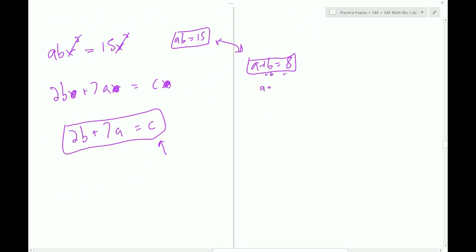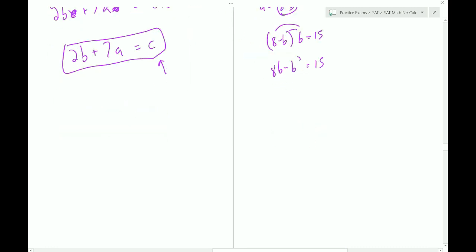So what I'll do here is I'll solve for a. So subtract b from both sides, I get 8 minus b. Then I grab this and plug it in for a. So I get 8 minus b times b equals 15. I distribute the b. I get 8b minus b squared equals 15. Then I swing the 15 over. So 8b minus b squared minus 15 equals 0.